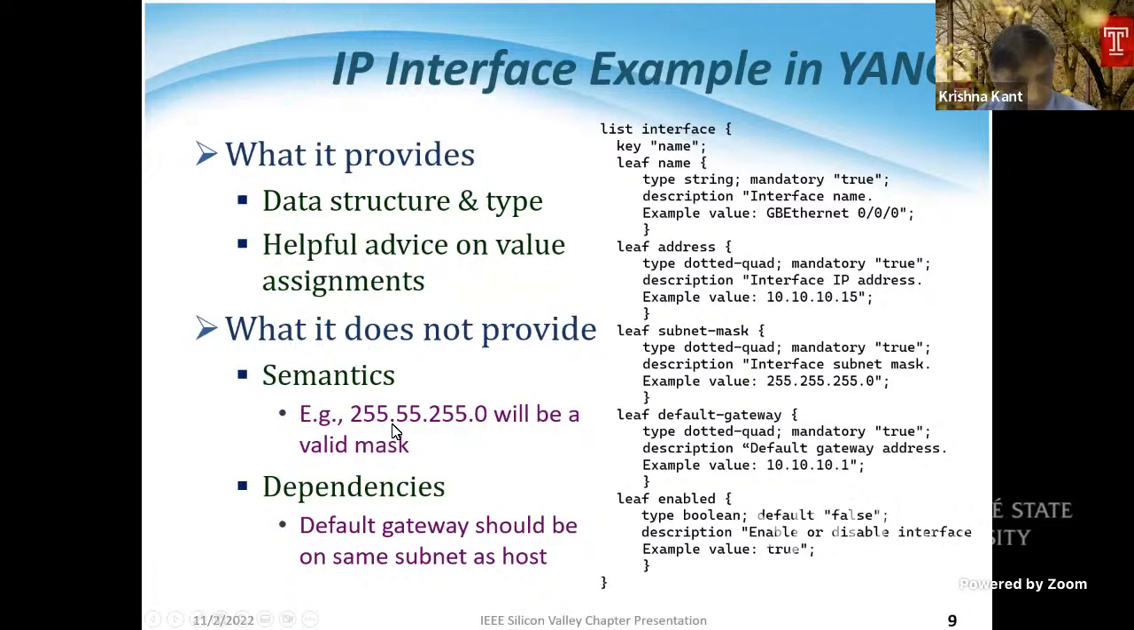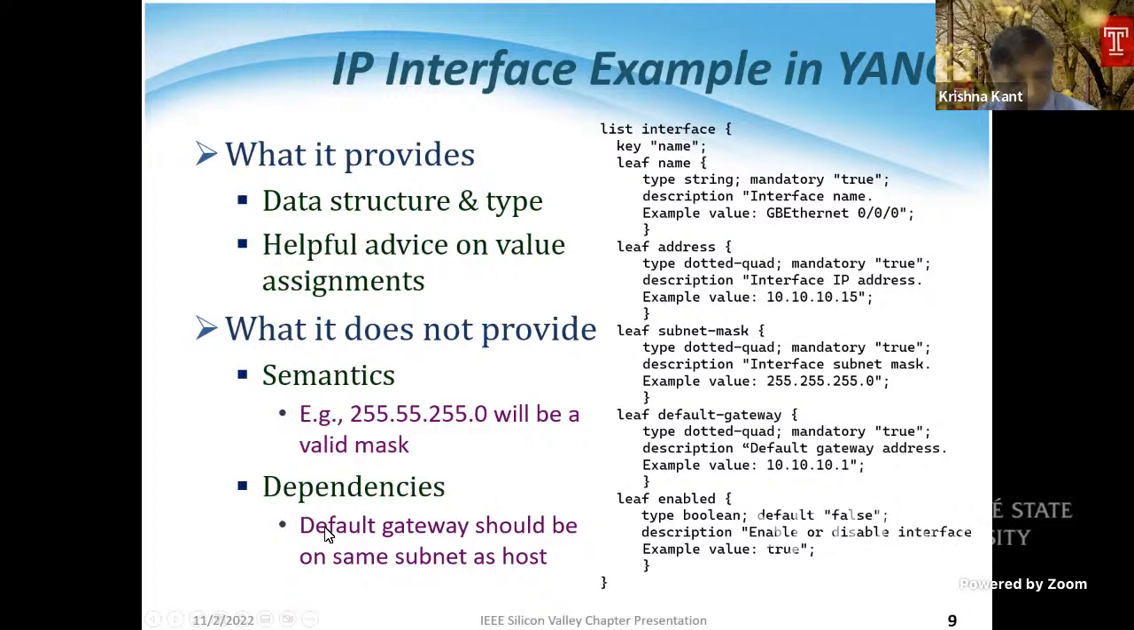So for example, if you typed 255.55.255.0 for the mask, well, at least as far as this specification is concerned, it will be considered as valid. Maybe you can add additional things there to detect errors like that, but as such, that error will not be detected. So to be able to detect all of those kinds of errors, you will need to provide a fairly detailed semantics of what each field does and what kind of values it can or cannot take.